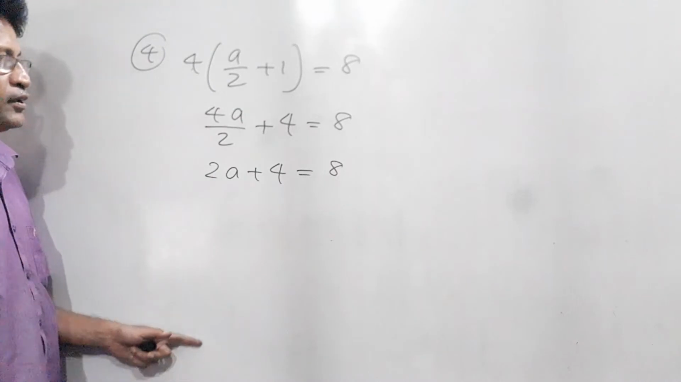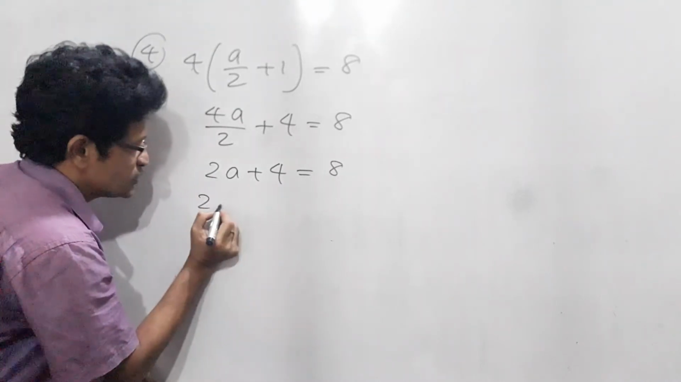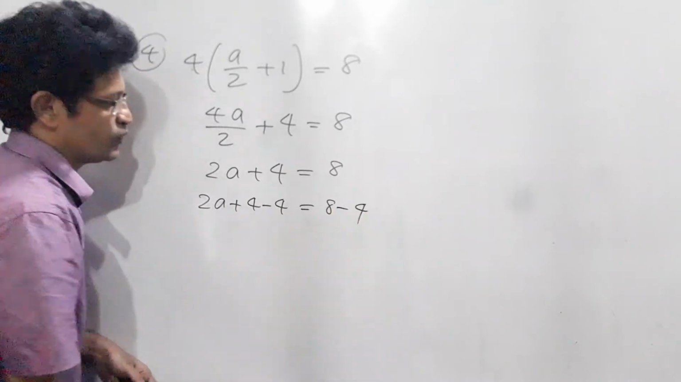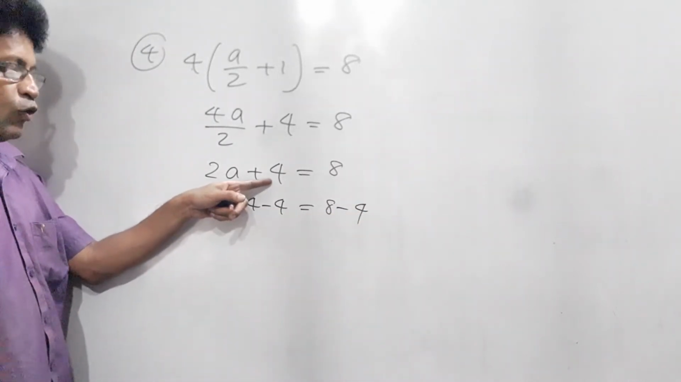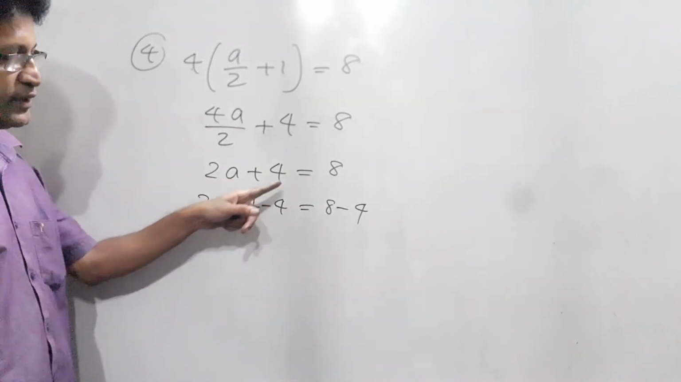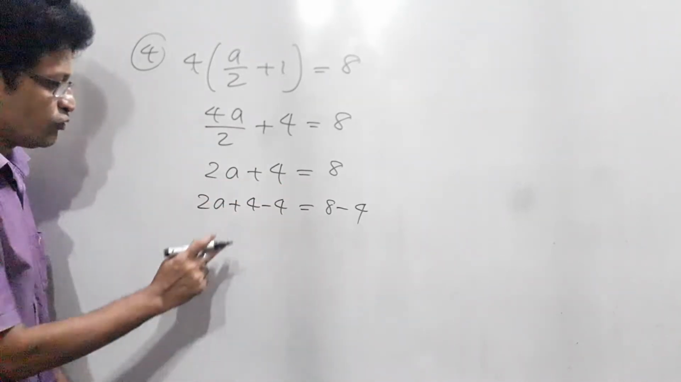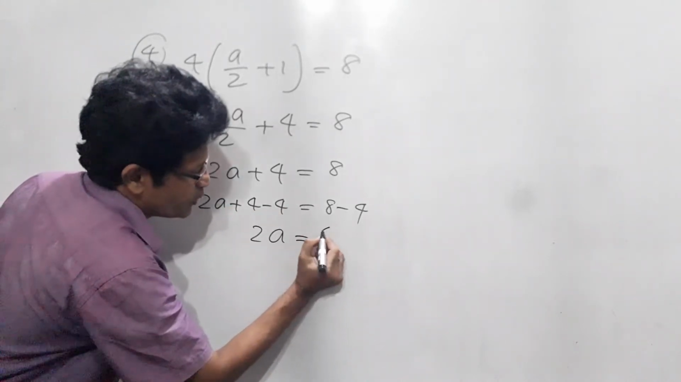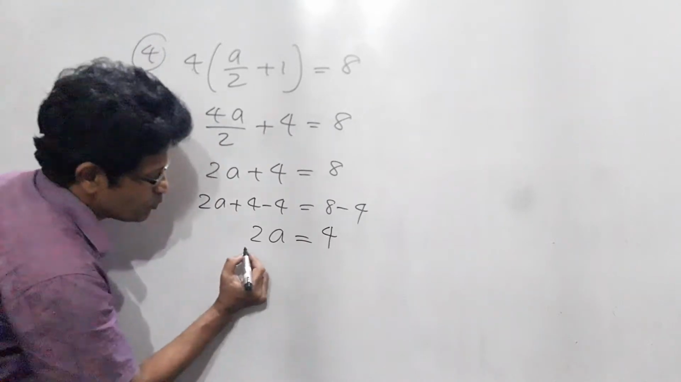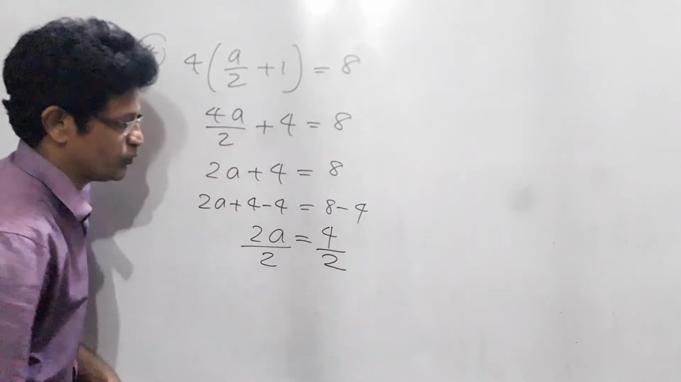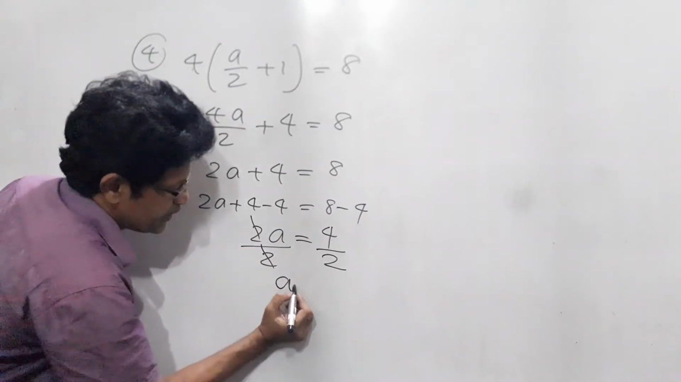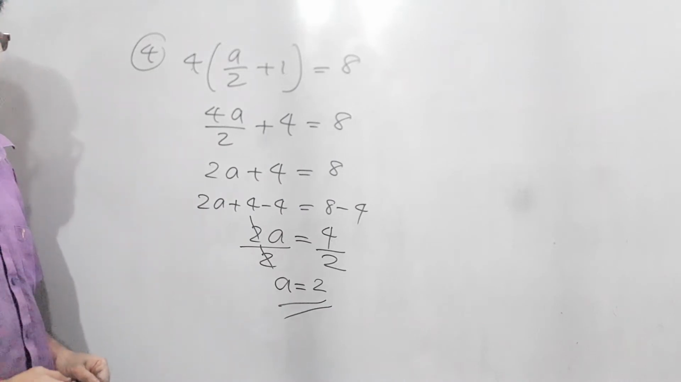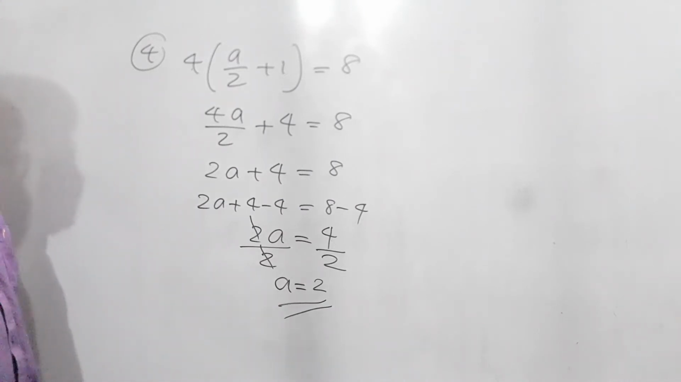Now we have to remove the 4. To get rid of this 4, I subtract 4 from this side, then on the other side also I have to subtract 4: 8 minus 4. Then 4 and minus 4 will get cancelled. Here we have 2a. 2a equals 8 minus 4, which is 4. Now I divide this by 2, then this side also I divide by 2. Then 2 and 2 cancel. a equals 2. So this is our answer. Okay. So this is our fourth question. We'll do the fifth one.